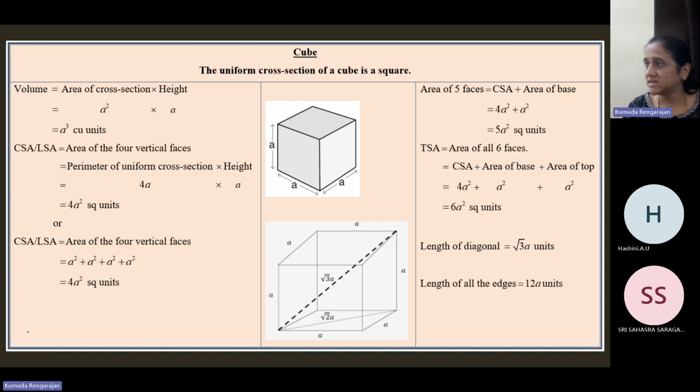And you all know a cube has 6 identical square faces. What's the area of one face? It's a square. Each face of a cube is a square. So what's the area of a square? We all know, A square, side into side, or A square. So what will be the area of 2 faces? 2A square. 3 faces? 3A square. 4 faces? 4A square. 5 faces? 5A square. 6 faces? 6A square. No 7 faces, because it has only 6 faces.